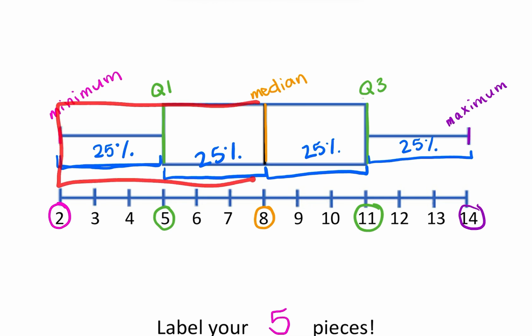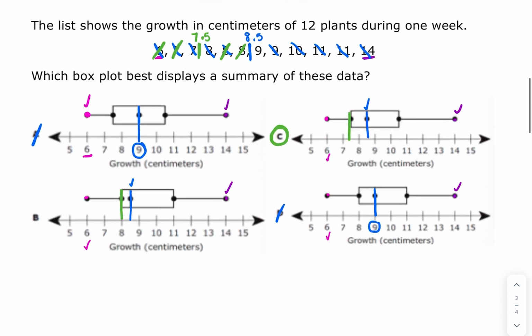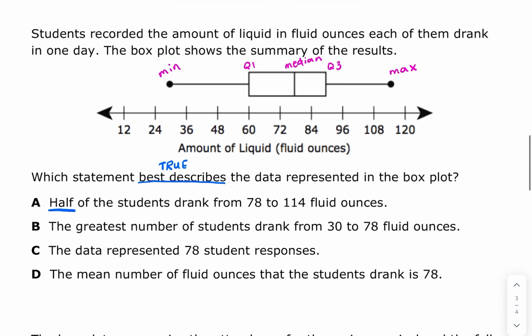Let me use a different color that might help. It could be these 2. It could be these 2. Or it could be these 2. So it doesn't necessarily matter which 2. It just needs to be 2 pieces of our box plot, okay? So when it says half on a box plot, we need 50%, which is 2 pieces of the box plot, okay? And it specifically said 78 to 114.